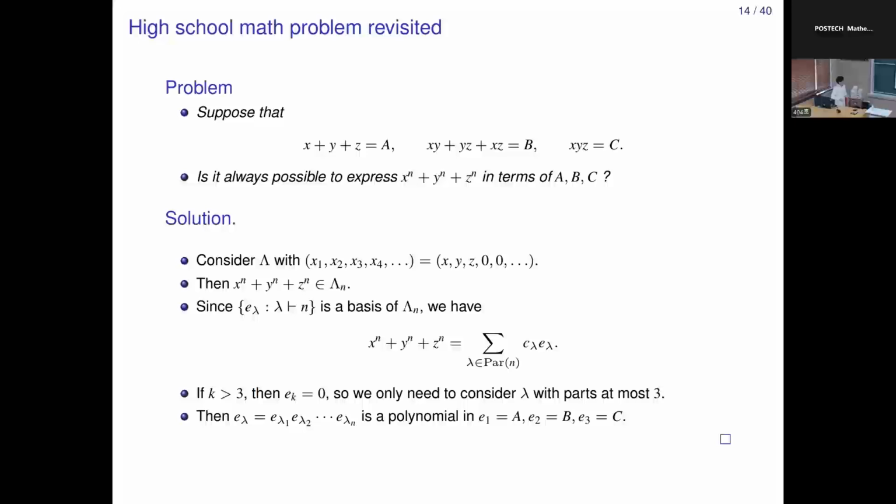So if you are a high school teacher, you can always make a problem like this very easily because it's always working.